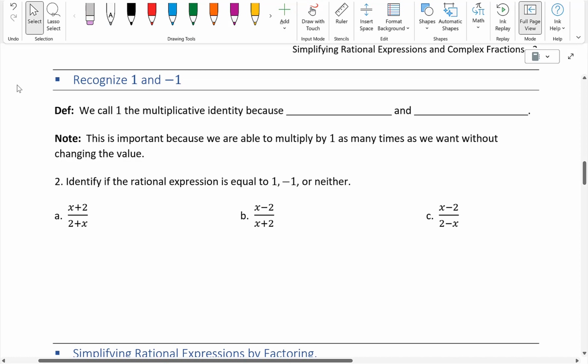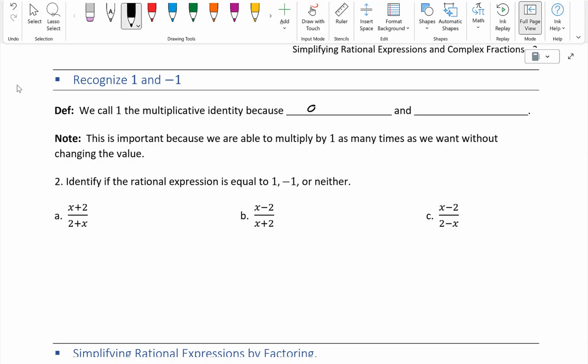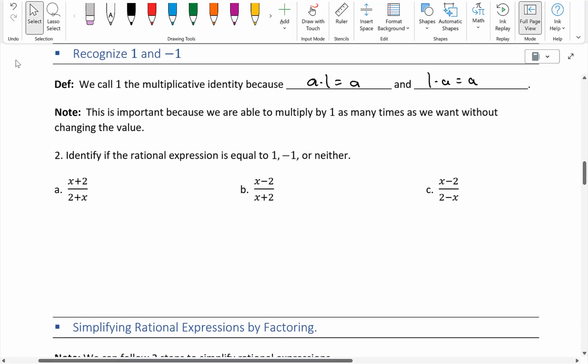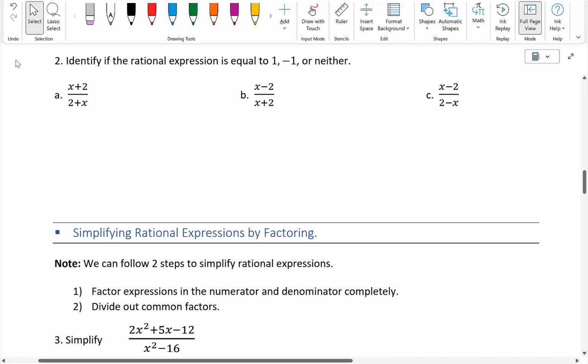Another important part is to recognize 1 and minus 1. Definition here, we call the 1 the multiplicative identity because a times 1 is a and 1 times a is a. So if we multiply by 1, we just get whatever value we multiplied by it. Note here, this is important because we're able to multiply by 1 as many times as we want without changing the value. And so you'll see when we are getting a common denominator for fractions, say we multiply by 1 in the form that we need it. So we'll do a little bit of work here just to get used to being able to divide things out, right? Dividing out is how we're going to simplify a lot of the rational expressions.